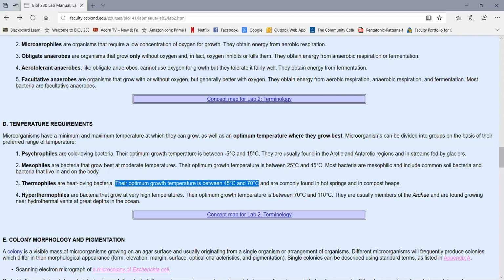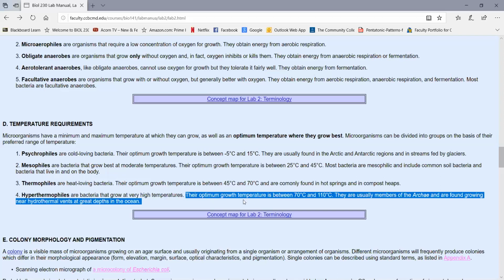And lastly, we have hyperthermophiles. These bacteria grow at very high temperatures. Now, their optimum growth temperature is between 70 degrees Celsius and 110 degrees Celsius, 10 degrees above boiling on the Celsius scale. These are usually members of the domain Archaea, and they're found growing near hydrothermal vents at great depths in the ocean. So those are the terms we use to describe temperature requirements, which we need to know.